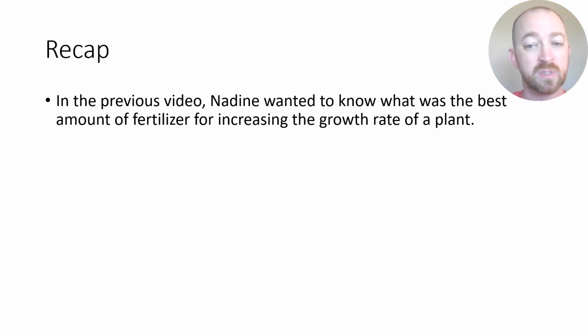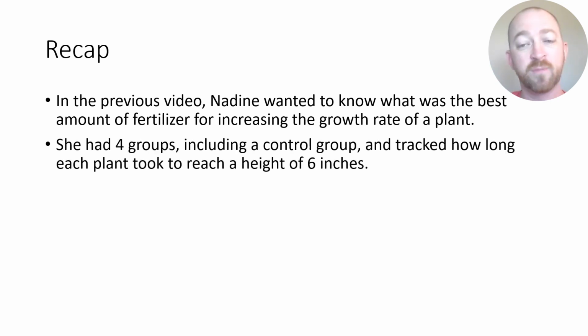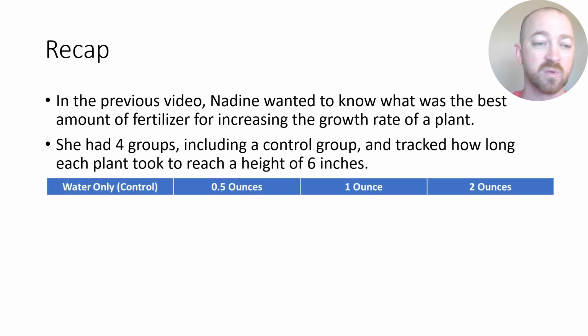And what she didn't know was which amount was best, which amount was most ideal for the plants. So she created 4 different groups and gave each group exactly identical treatment and exactly identical circumstances, except for she gave them different amounts of the fertilizer. So in one group, she gave them only water. There was no fertilizer whatsoever. That was our control group.